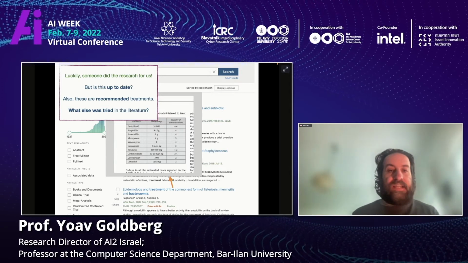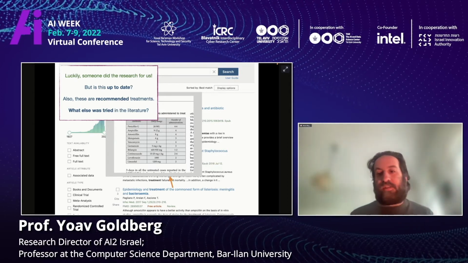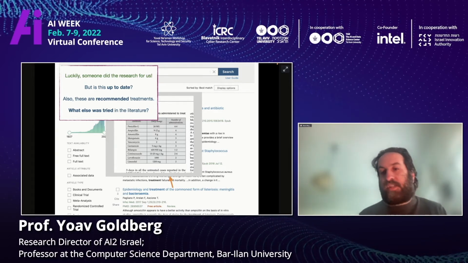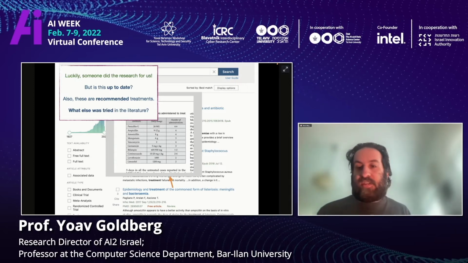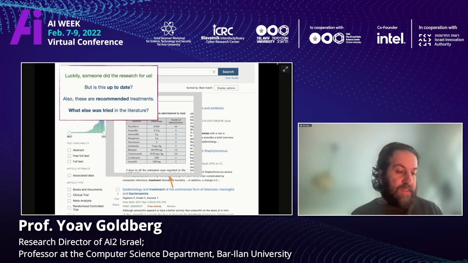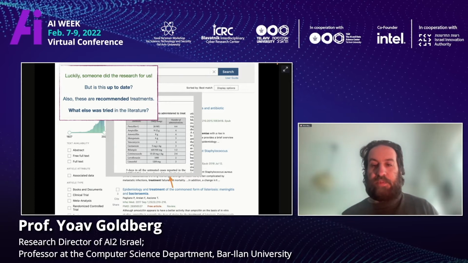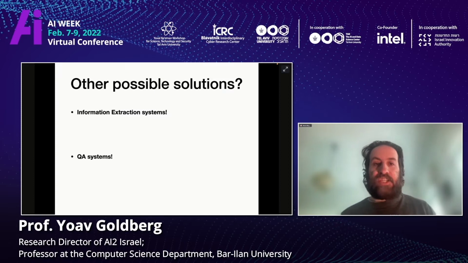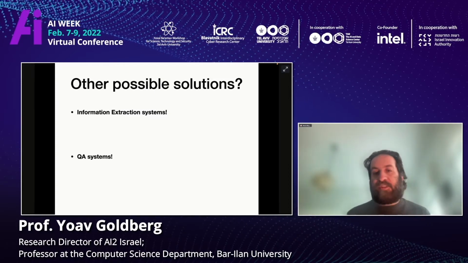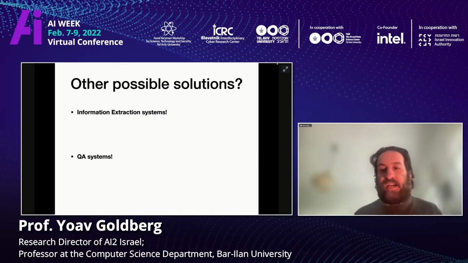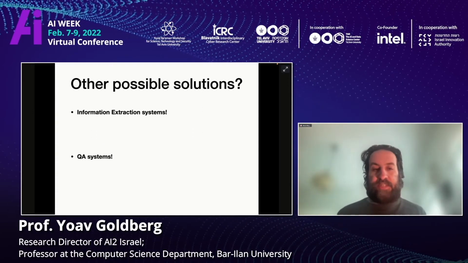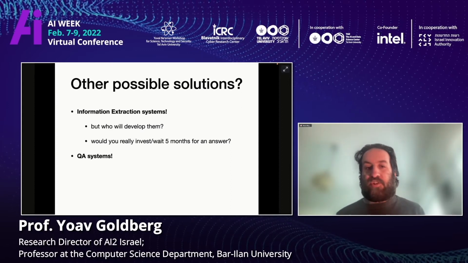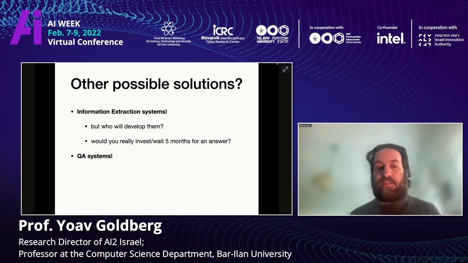Are these all treatments which are recommended, but what else was tried? Are there new treatments, maybe that are not yet popular, but maybe in the future, and so on. So this is a good but partial answer. And of course, another possible solution is just, do NLP. So build an IE system to kind of extract information. Then you may ask, okay, but who will develop this system? Right? Who will develop the system of causes of bacteremia treatments?